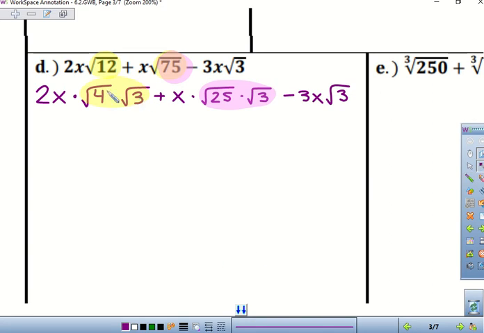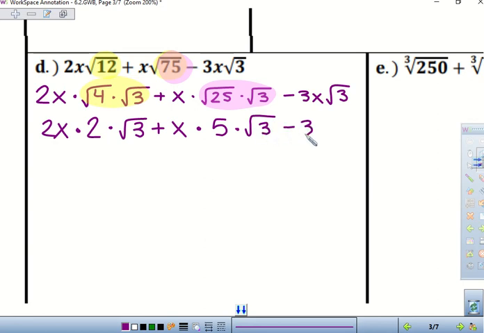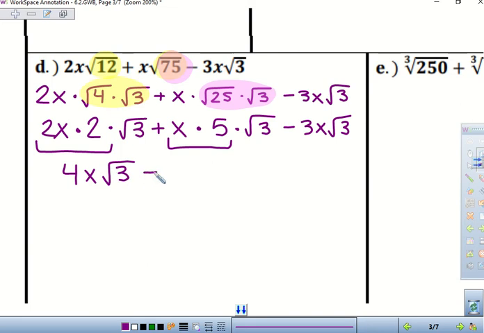Okay. So what is the square root of 4? Good. And then I'm just going to bring this down. What is the square root of 25? Good. Bring this one down, and minus 3x radical 3. Now we're just going to multiply everything out. So this becomes 4x radical 3. This becomes 5x radical 3. And lastly, this is negative 3x radical 3.